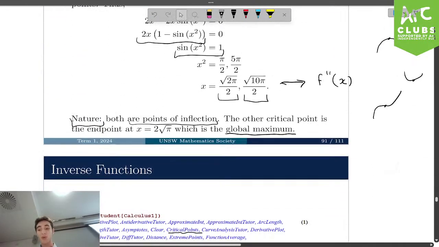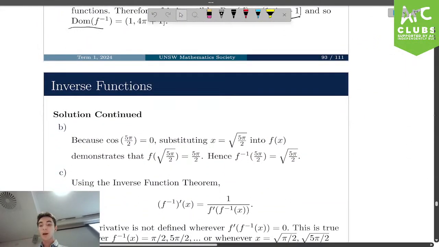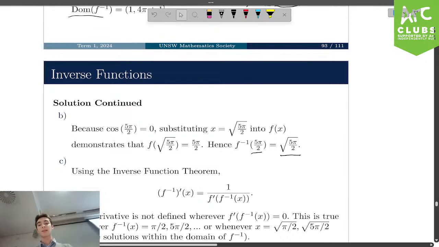So the way you would actually articulate this in your solution is to say, because cosine of 5 pi on 2 is 0, if you substitute this value into the function, you get 5 pi on 2. So if you just reverse that, the value of the inverse function at 5 pi on 2 must be this, right? In order to get this output, you have to have this input. That's what the inverse function is telling us.